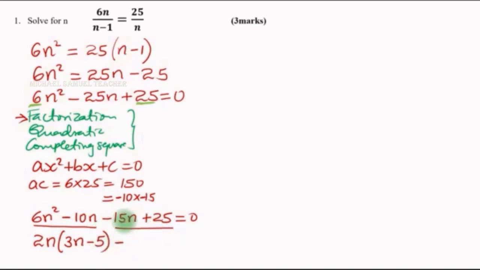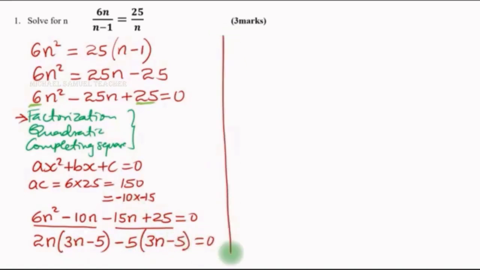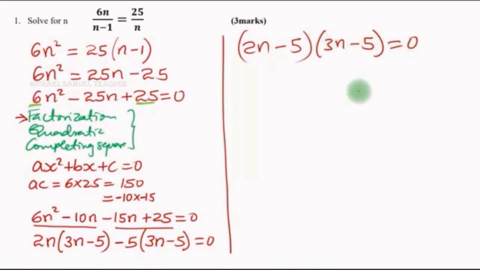Then the other part, 15 and 25, what is common? Actually 5 is common, so minus 5 is common. So minus 15n divided by minus 5, we get 3n. Then 25 divided by minus 5, we get minus 5, equal to 0. Therefore this can be written as 2n minus 5 in brackets, multiplied by 3n minus 5, equal to 0.